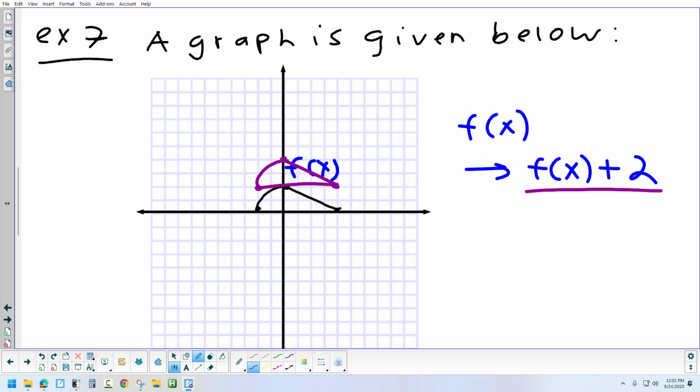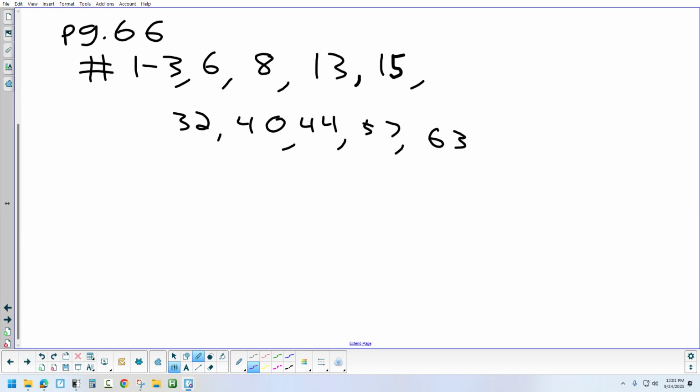We'll go over that, and we'll definitely spend a little more time on domain and range from the homework. Okay, so that's homework for tonight on page 66. We'll go over that first thing, and then we'll finish up all the material for the week tomorrow, and I will put a list of review topics in tomorrow's video.